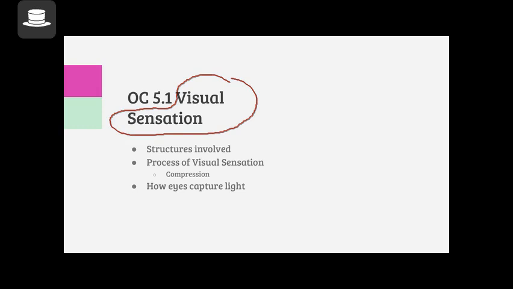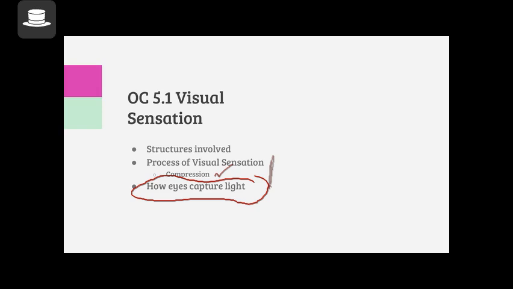So that's why we only pay attention to visual sensation, not sensation in other senses. In this particular unit, we'll talk about the basic structures involved, some important parts of the brain, and most importantly, the eyes. Then we'll talk about the process of visual sensation, which includes a construct called compression. And also we'll talk about how our eyes capture light, which is basically why we see things, and why we are able to read what we see in a text.